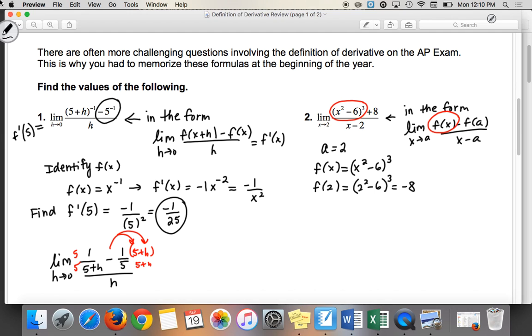I plugged it in. But I knew that the second part of the equation, so this was f of x minus f of 2. So since it said plus 8, I knew that it was going to be minus 8. So you guys are going to get good at recognizing these forms.